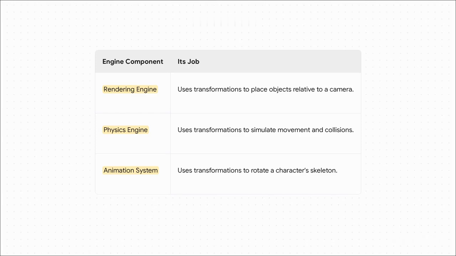Just think about it. The rendering engine is using transformations to figure out where every single object is from the camera's point of view before it draws them. The physics engine uses them to calculate an object's new position after gravity pulls on it. And the animation system? It's just applying rotation transformations to the bones in a character's virtual skeleton to make them walk and run.